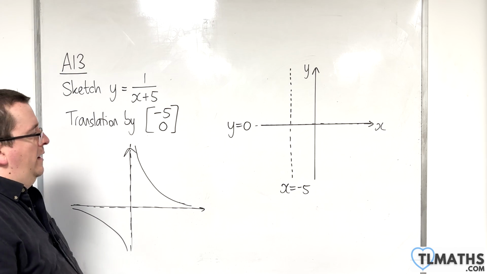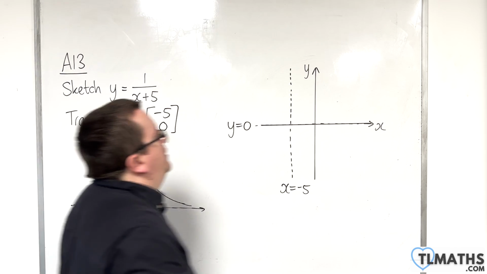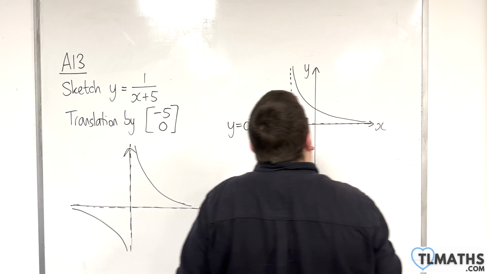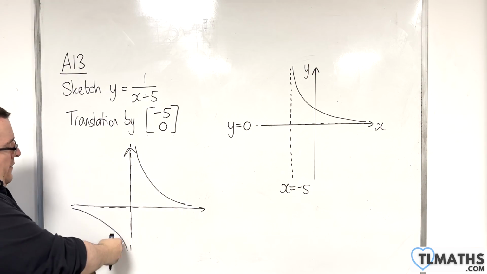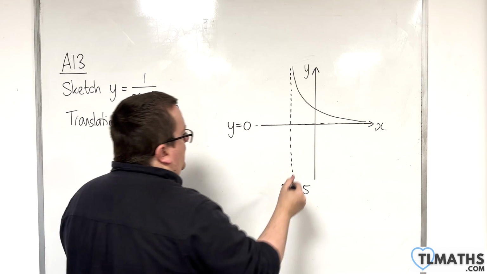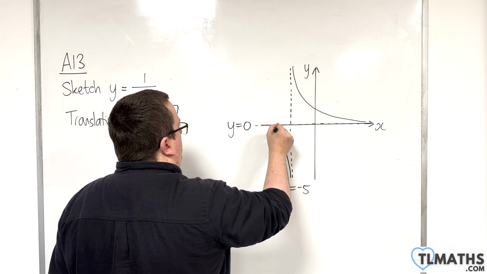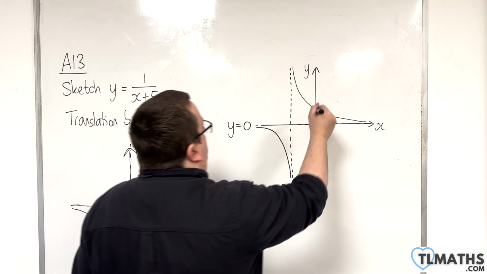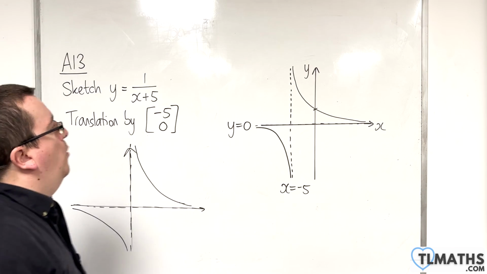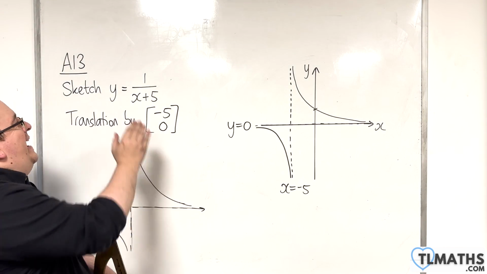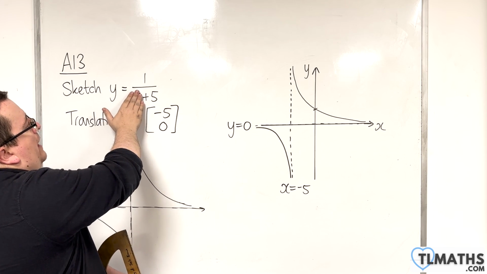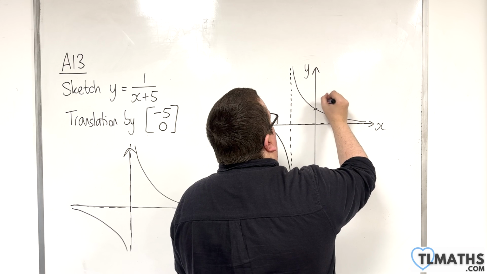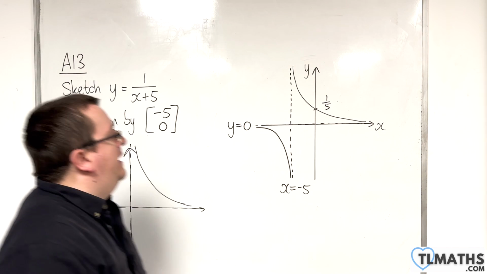So what should the curve look like? Well, this piece is moved 5 units to the left, and so should look something like this. And this piece is moved 5 units to the left, so it should look something like this. So there's one more point of interest where it crosses the y-axis, and that's when x is 0, and that will be at 1/5. Okay, and so that is my curve.